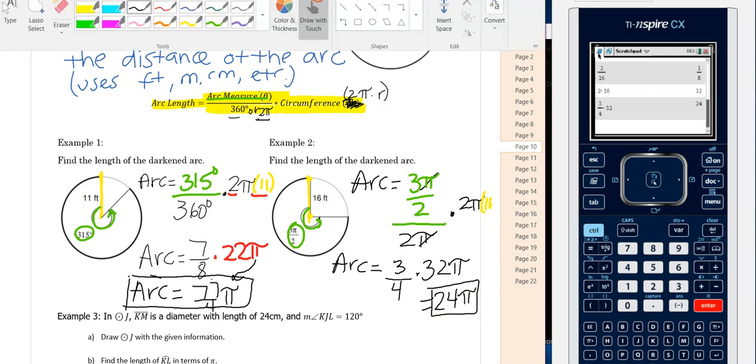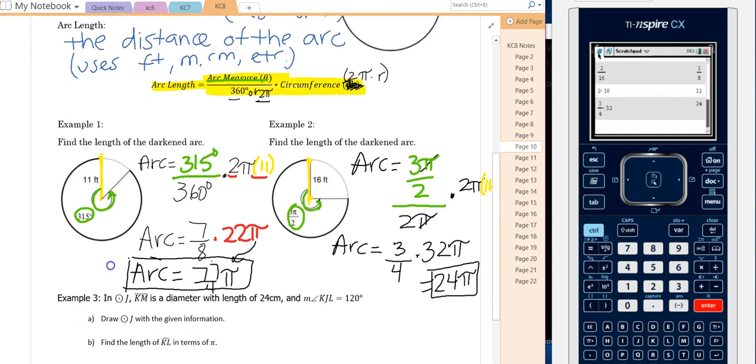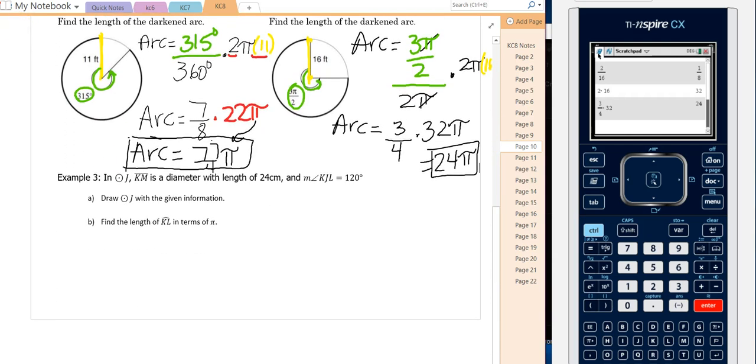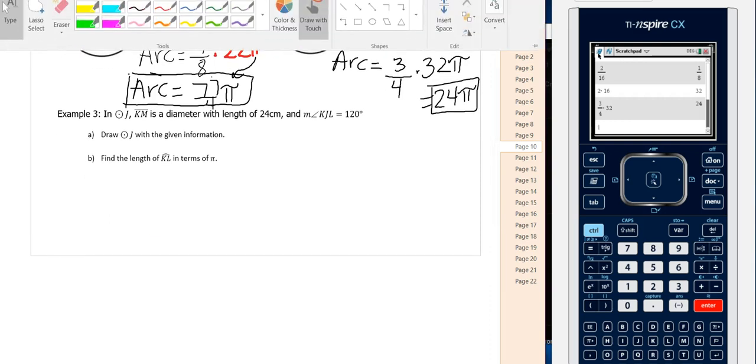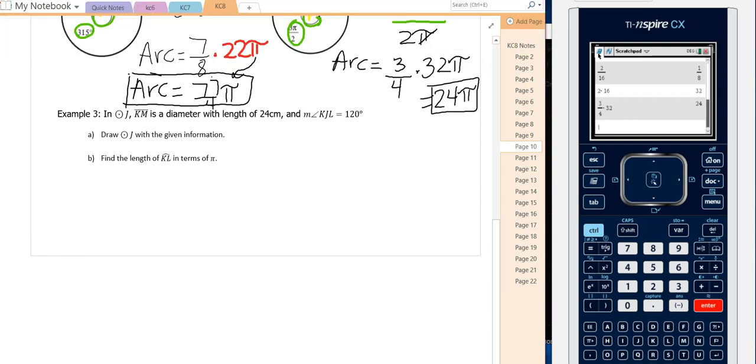All right, I'm going to scroll down a little bit, because now we have a scenario. Still going to use that same formula above. We just have to draw our own picture. So drawing our own picture here, it says in circle J. Okay, so we know we're going to have a circle. And excuse my not so nice circle. And I'm going to label it J because that's what it tells me.